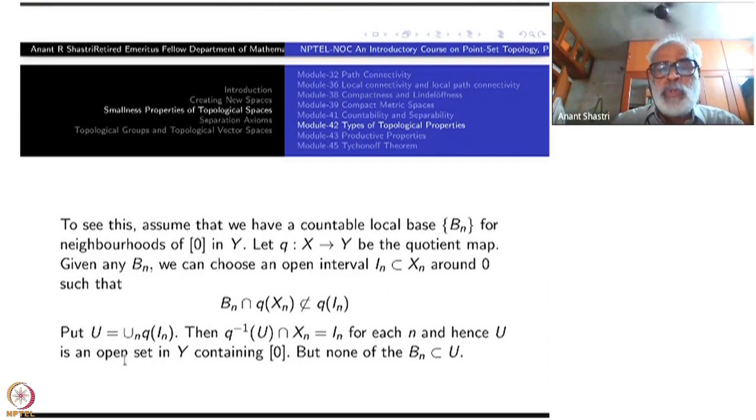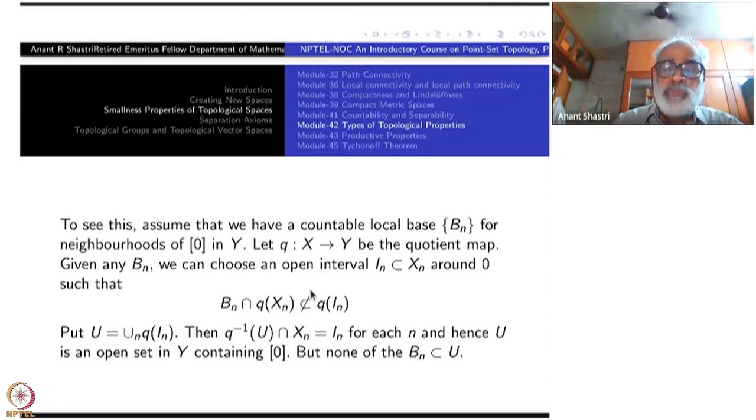Okay. So U equal to union of all these Q of In, all right, that is an open subset containing the point zero, the class of zeros. But because of this choice, none of the Bn will be contained inside U. If it's a base, then some Bn must be contained inside U. For every open subset, there must be a member in the base which goes inside that. Though this is not a base.